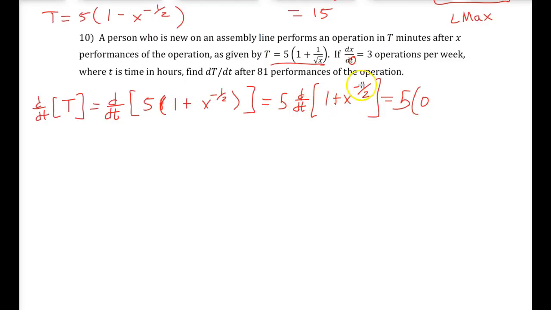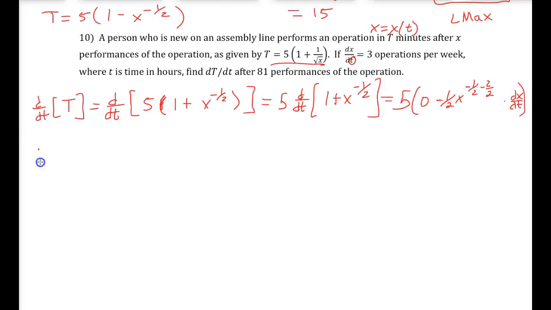The derivative of x raised to the negative 1/2 will just be a negative 1/2 x raised to the negative 1/2 minus 1. And since the variables don't match, we know that we're going to have to do the chain rule, where x itself is understood to be a function of t. So that is where the derivative of x with respect to t will come into play. And we will have that.